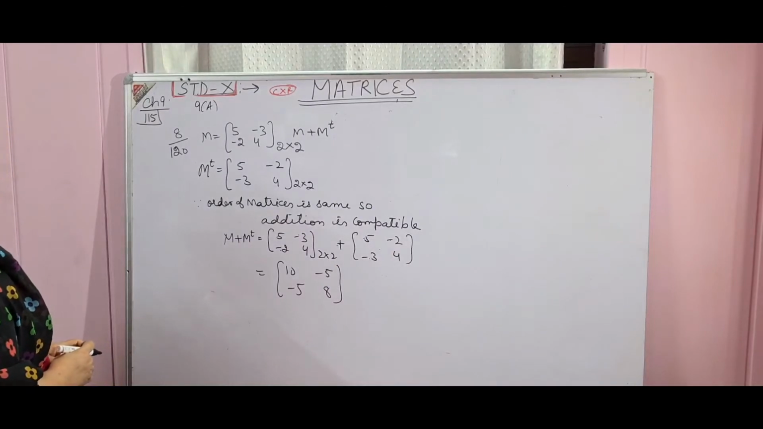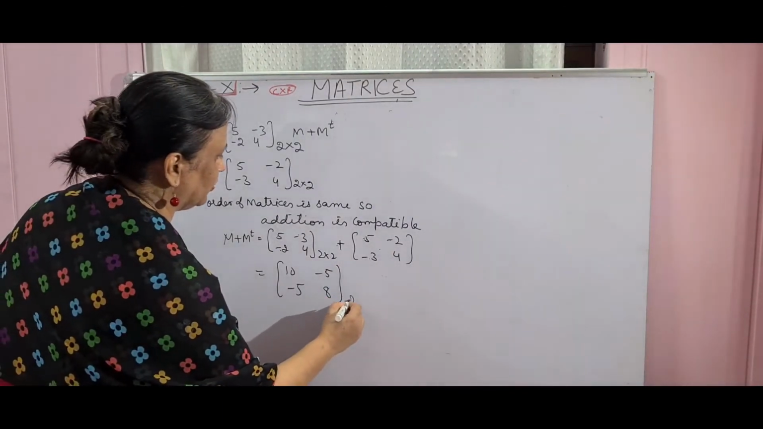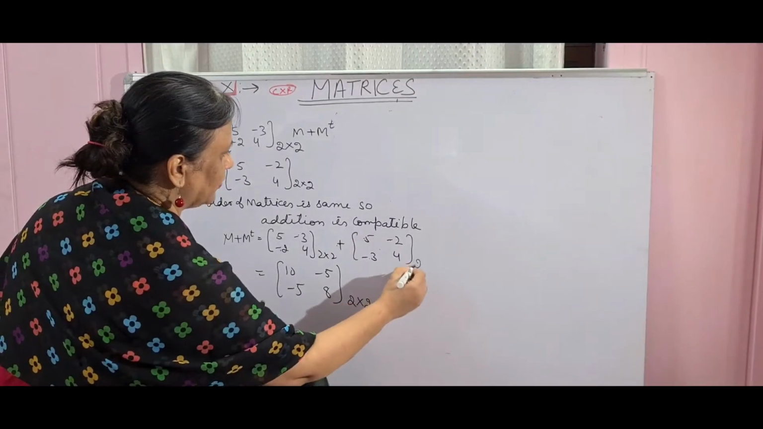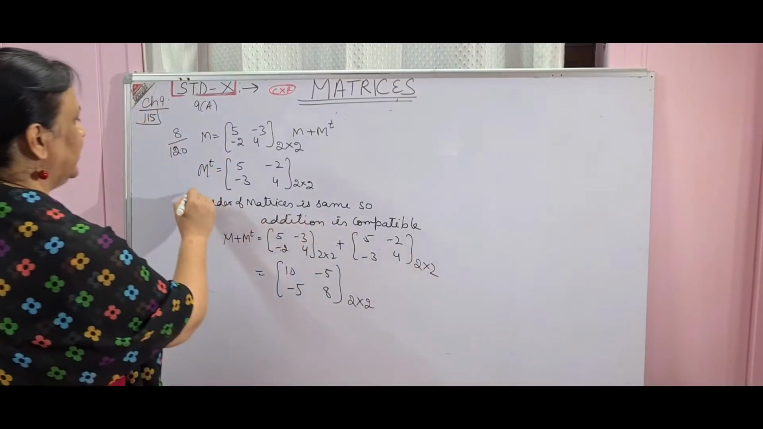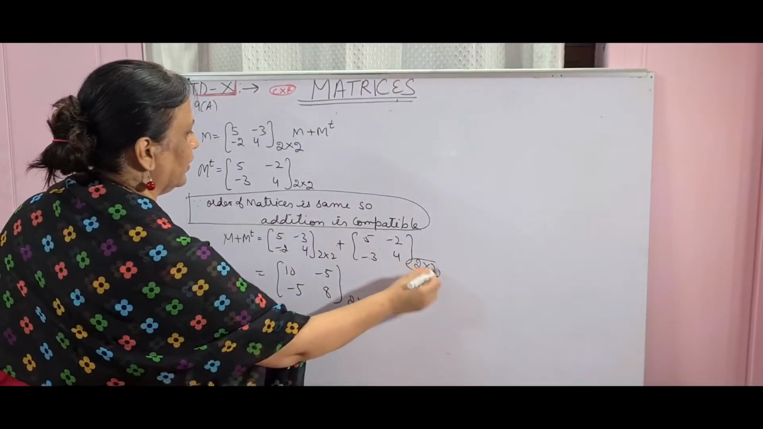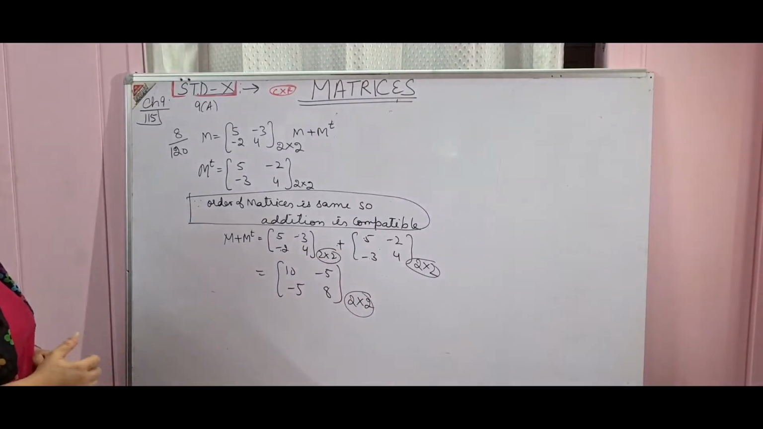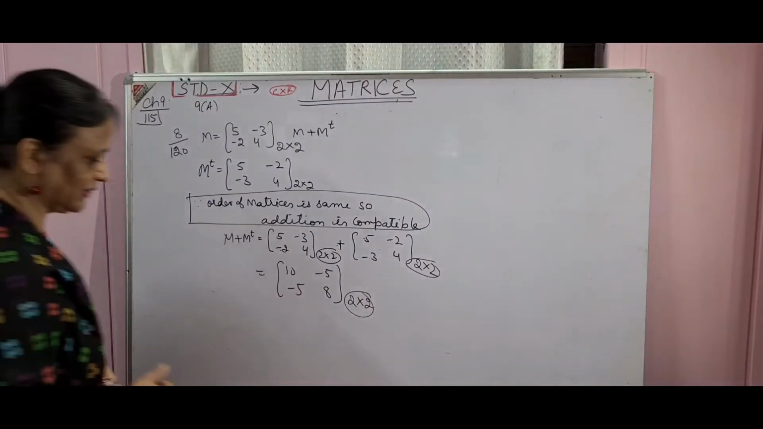This is how you do it, and this is the addition of the matrices. And please don't forget to write the order, because they carry marks. This law which I have written, the rule and the order, is very necessary, because this is how you represent the matrices.